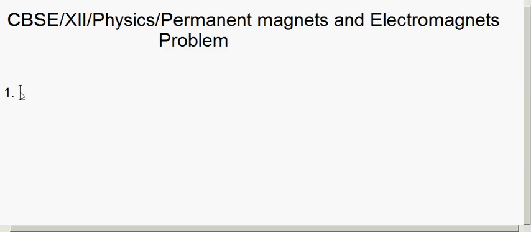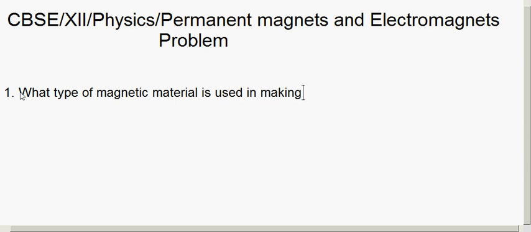The first question is, what type of magnetic material is used in making permanent magnets? Just recall the properties which are required for making a permanent magnet. We know magnetic material with high coercivity is used for making permanent magnets. Example can be steel.